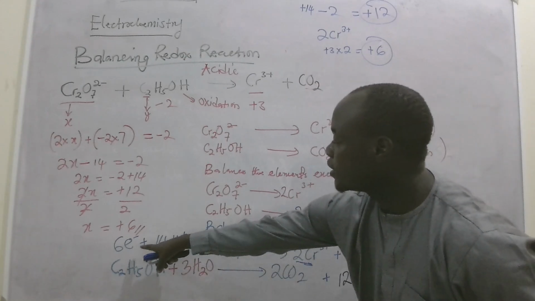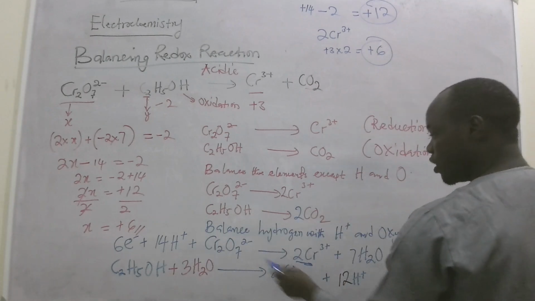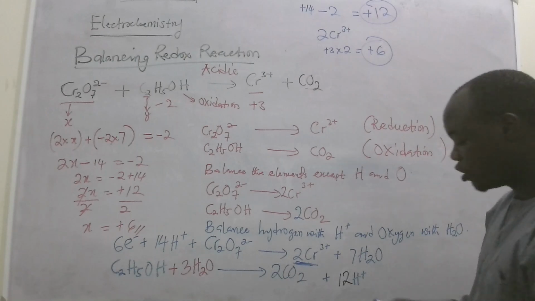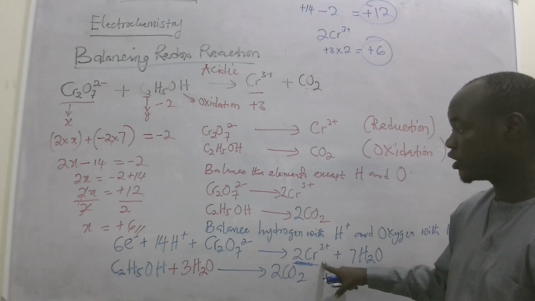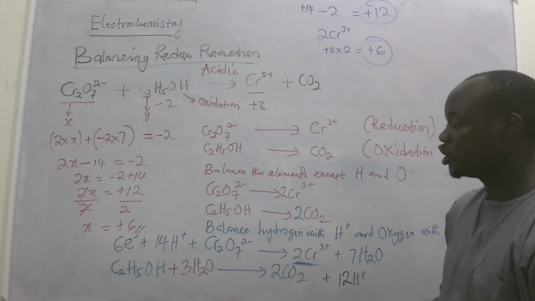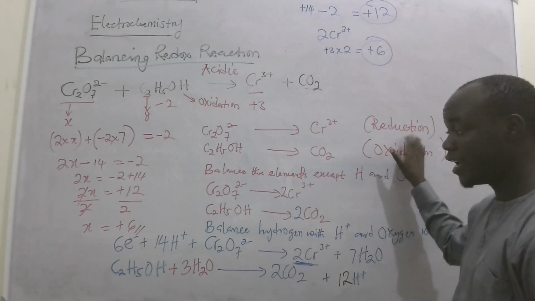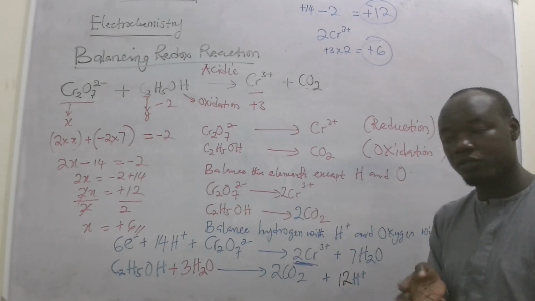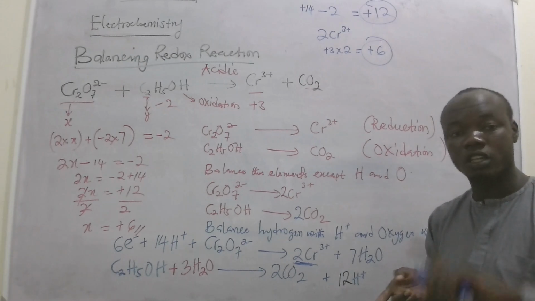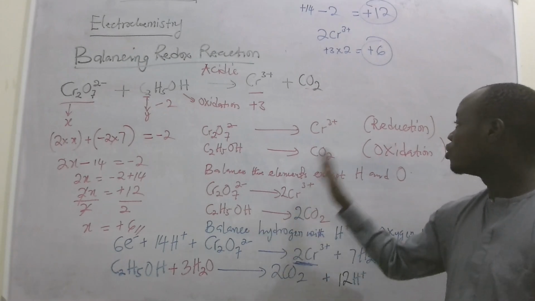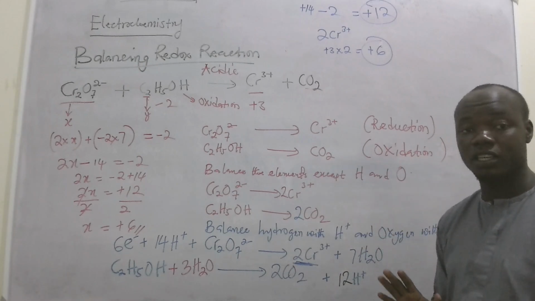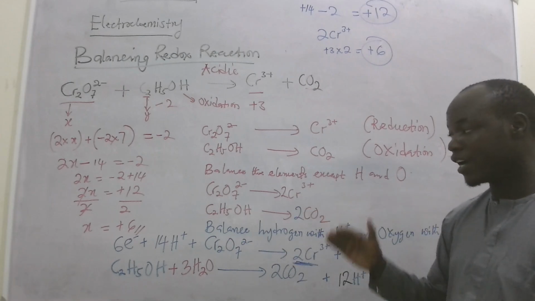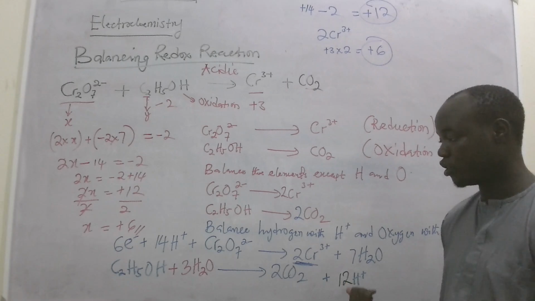So by adding 6 electrons on the reactant side, it balances the number of electrons on the product side. Now the equation is balanced for the reduction reaction based on the number of electrons. In terms of electrons, hydrogen atoms, oxygen, and chromium, the reduction reaction is now completely balanced. So 6 electrons are added on the reactant side, which balance the 6 electrons on the product side.